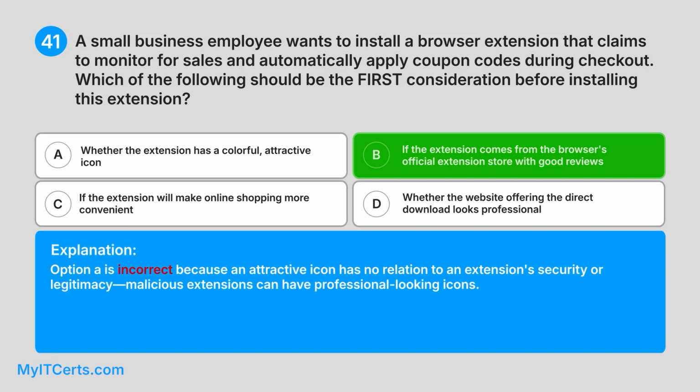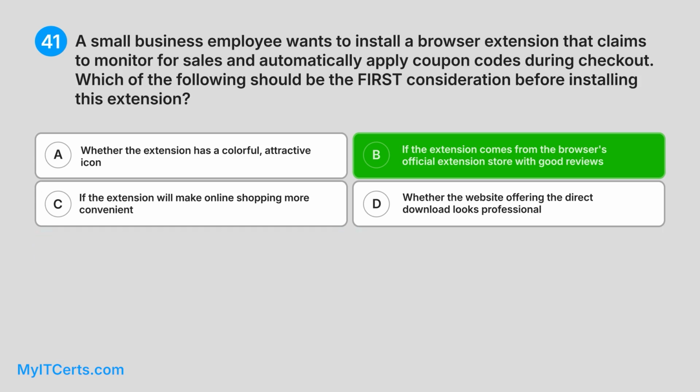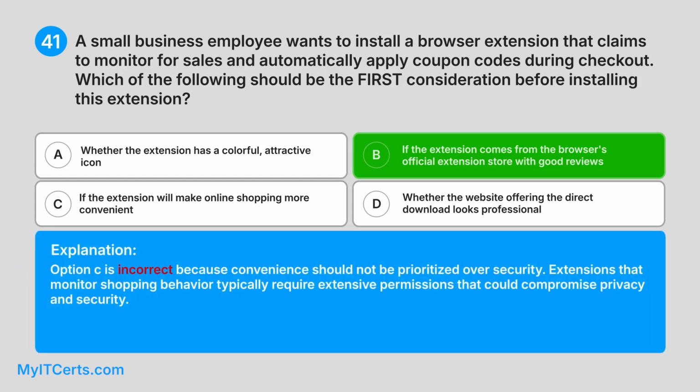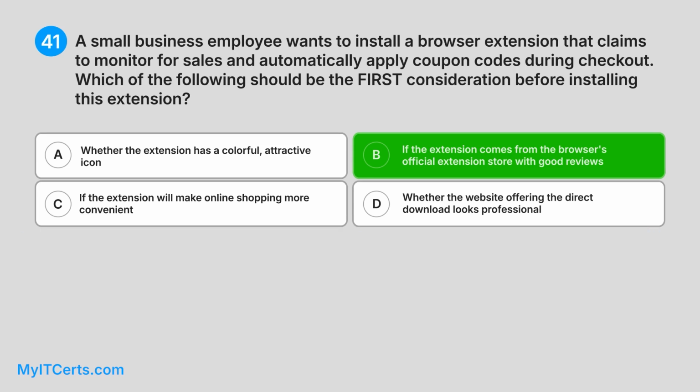Option A, whether the extension has a colorful, attractive icon, is incorrect because an attractive icon has no relation to an extension's security or legitimacy. Malicious extensions can have professional-looking icons. Option C, if the extension will make online shopping more convenient, is incorrect because convenience should not be prioritized over security. Extensions that monitor shopping behavior typically require extensive permissions that could compromise privacy and security.